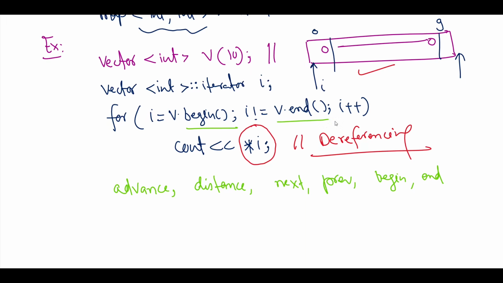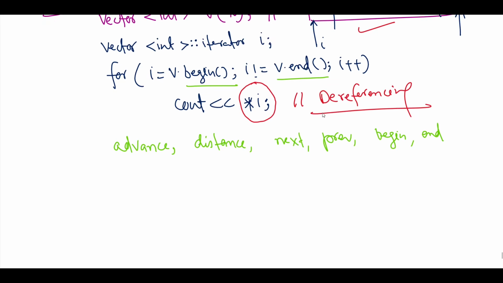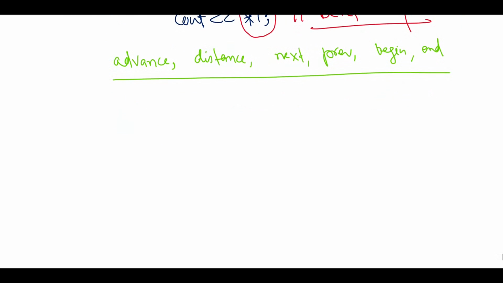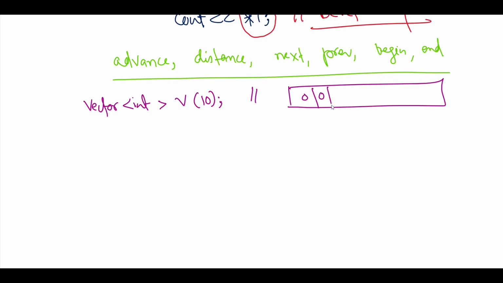So let's take one more vector and use it to understand the various operators that we have just discussed. Let's take a vector of integers, and this vector will have size 10. Again, this will have a vector of zeros. This is 0th index, this is 9th index. Again, if you want to create an iterator, you can do something like this, and that we have already done above, but I am doing it again.